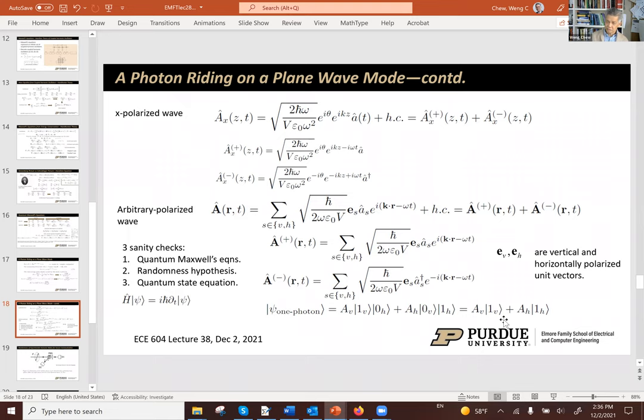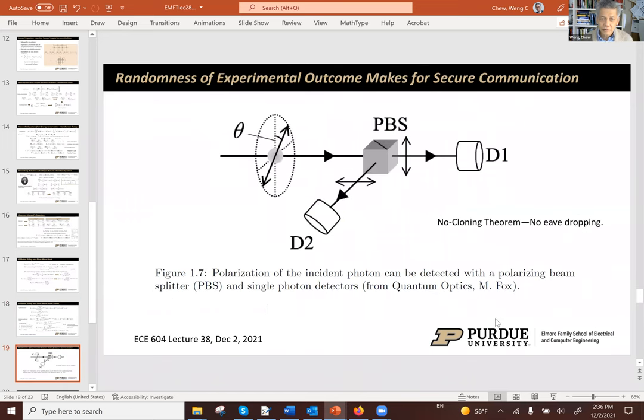This is wonderful for quantum communication, which is indicated over here. So I can have a photon going through a polarizer. You do not know whether the photon is going to be horizontally polarized or vertically polarized or a linear superposition of those two states. Only after the measurement would you know if the photon is horizontally polarized or vertically polarized, which means that this is a great way to hide information. Okay, this is a great way to hide information.